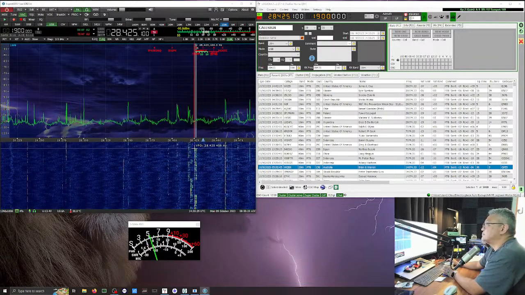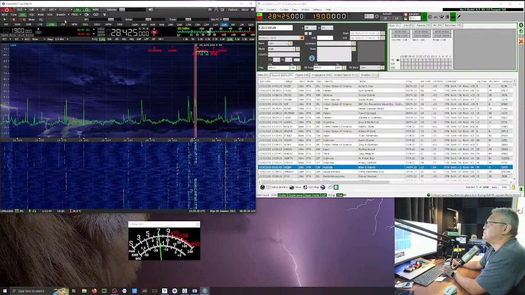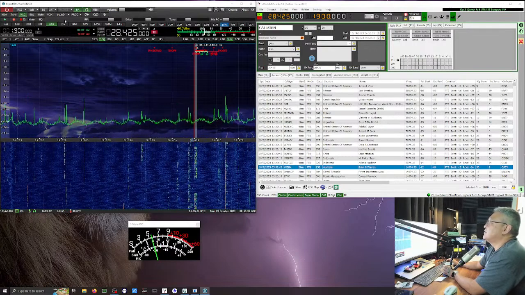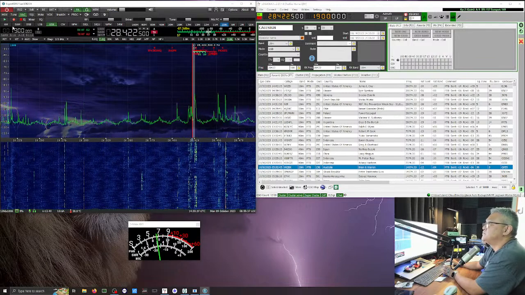Zulu. CQ, this is Kilo Charlie 4, Tango Victor Zulu. He's S7 here in South Texas. CQ, this is Kilo.